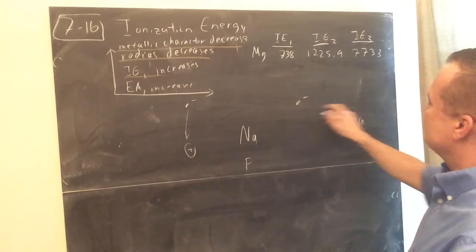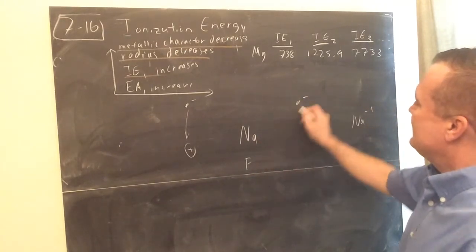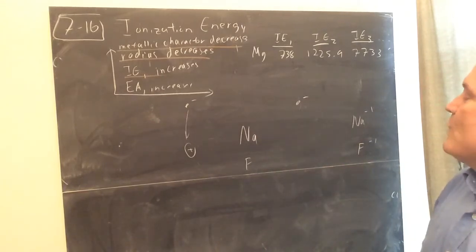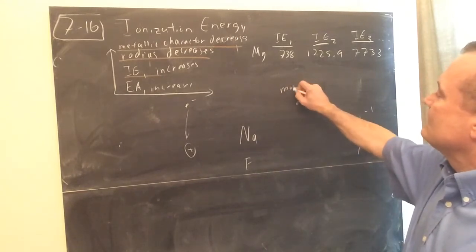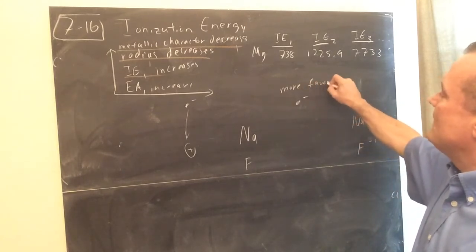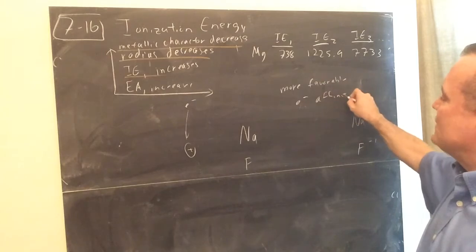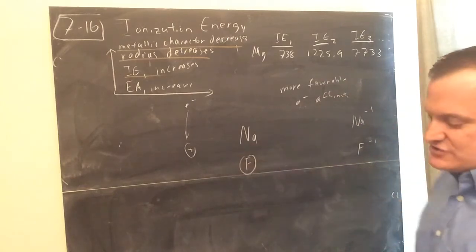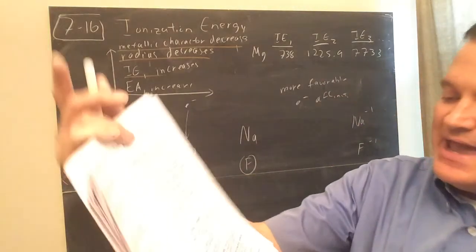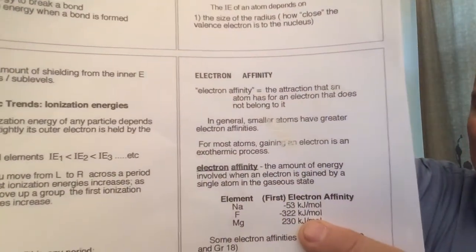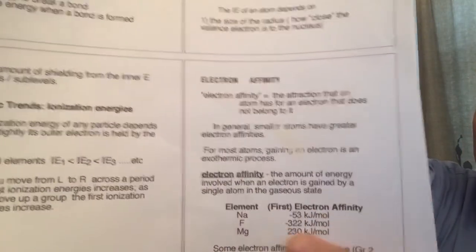If sodium gains an electron, it becomes Na-1. F gains it, it's F-1. Who's more likely to be more favorable? Who has a more favorable electron affinity? Who's more likely to gain that electron? Well, obviously fluorine, because fluorine will form -1. And look at all the energy released, 322 kilojoules when a mole of fluorine becomes F-1.